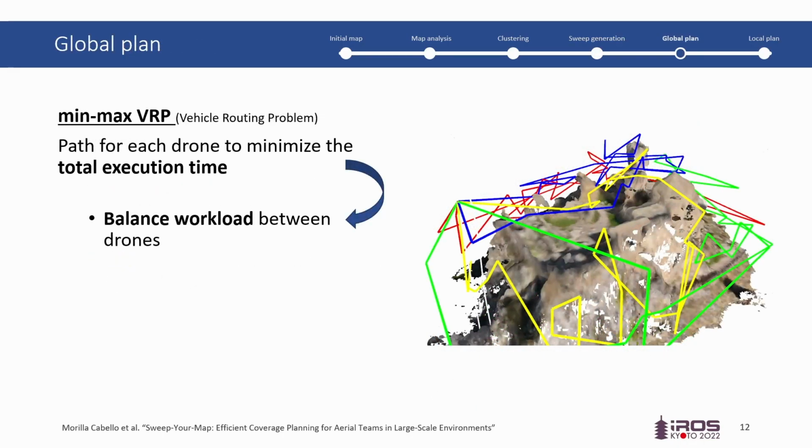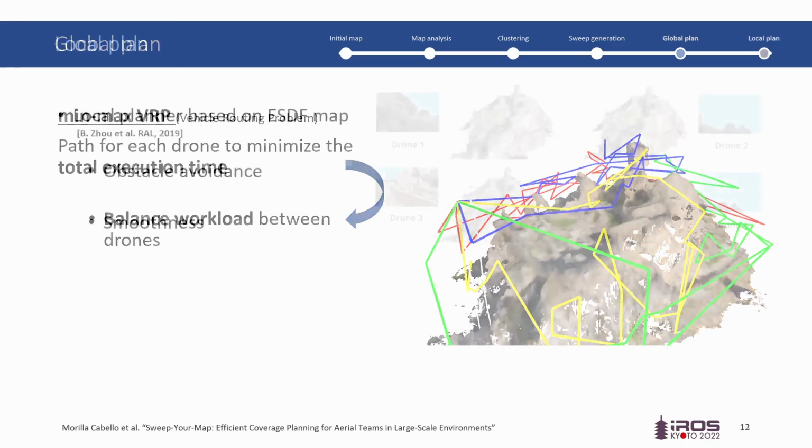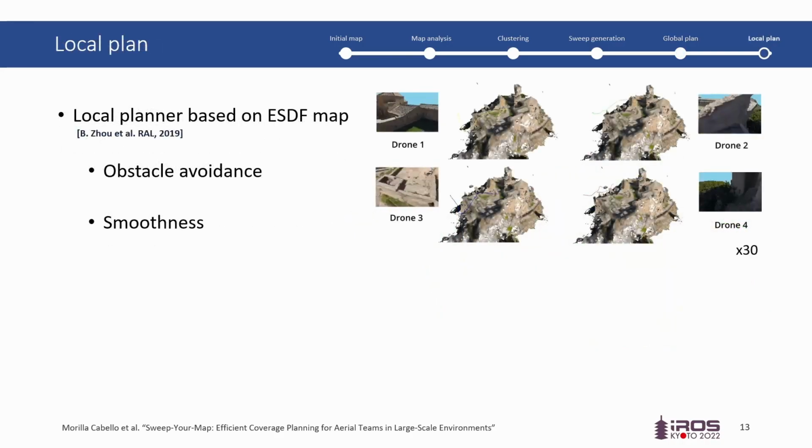To compute global paths for each of the drones to traverse all these sweeps, we formulate the problem as a min-max vehicle routing problem. The vehicle routing problem minimizes the total execution time of the mission. This also results in balancing the workload between the drones. Finally, we use a local planner based on ESDF maps to perform obstacle avoidance and to smoothen the paths.